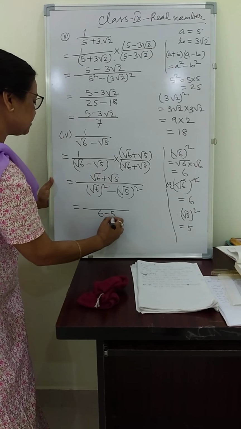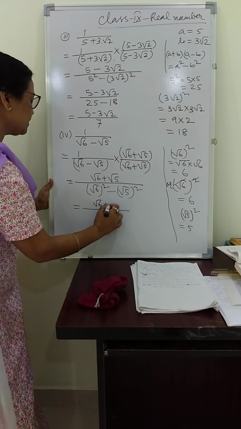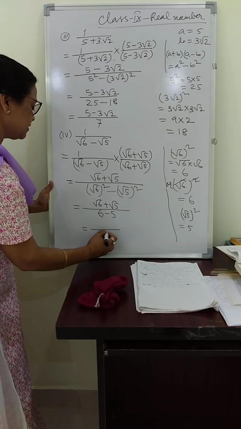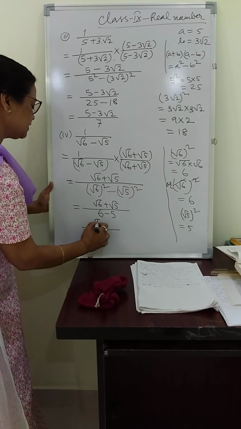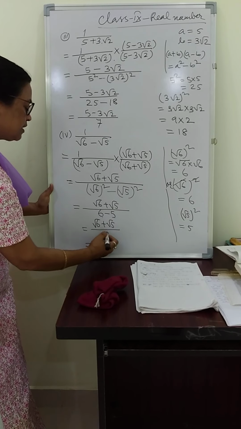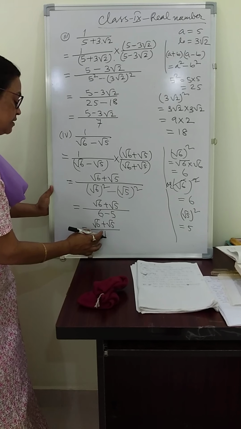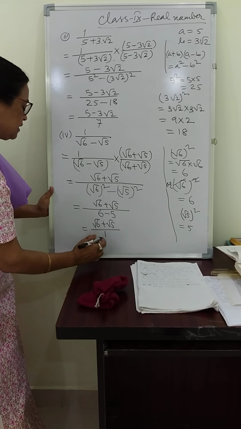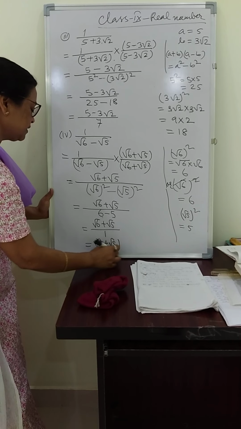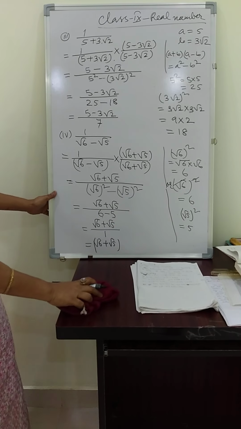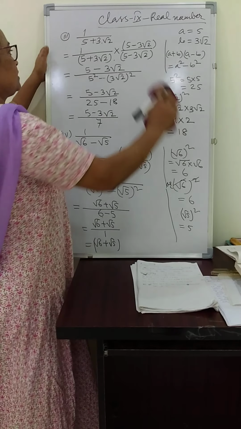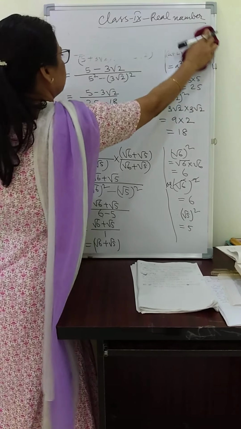So 6 minus 5 root over 6 plus root over 5. Then 6 minus 5 is 1. Root over 6 plus root over 5. So generally we do not write down the 1. If the denominator is 1, then generally we do not write it. So we just write like this. This is our answer. Then question number 5, that is another type. Let me discuss this one also.